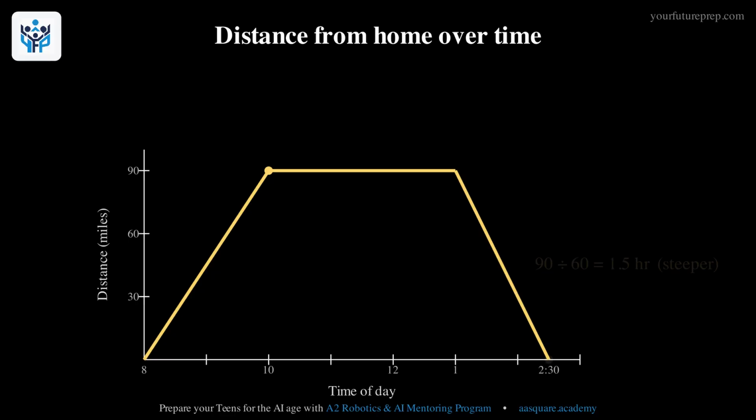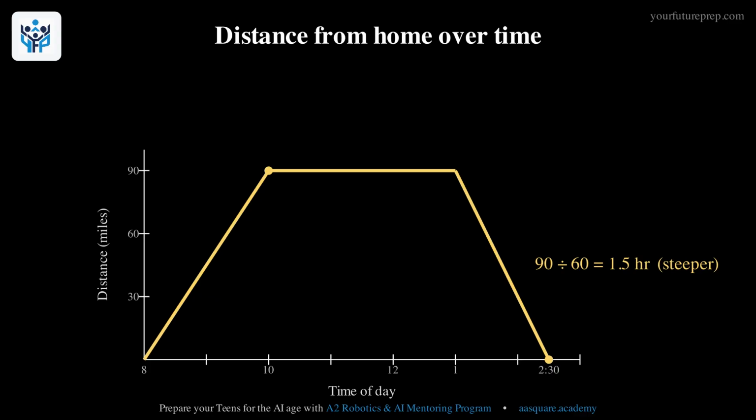Driving home at 60 miles per hour, 90 miles takes 90 divided by 60, which is 1.5 hours. From 1 p.m. to 2:30 p.m., the distance falls from 90 back down to 0, because she drives home faster.